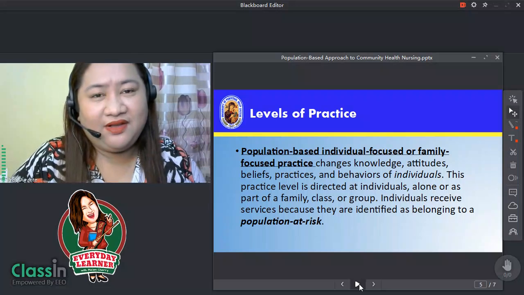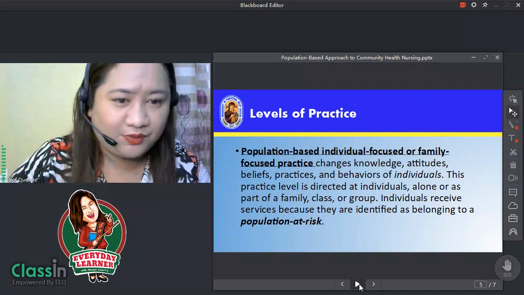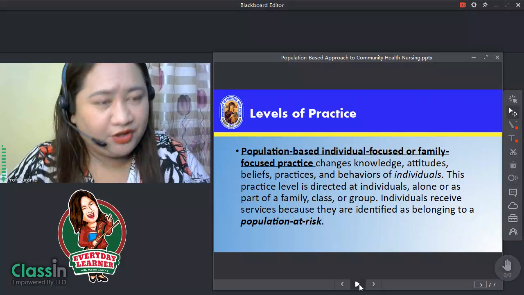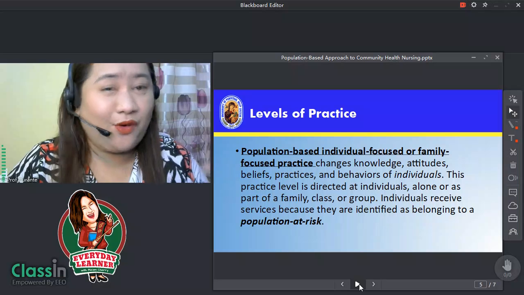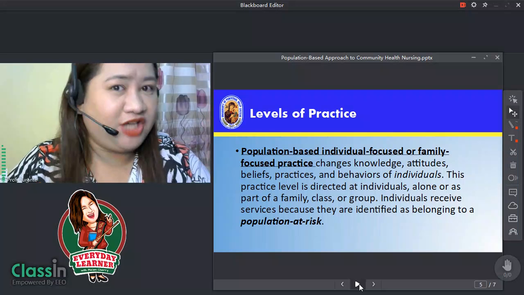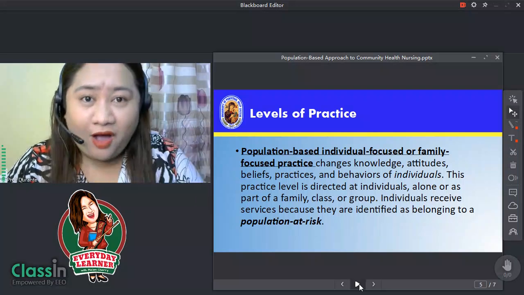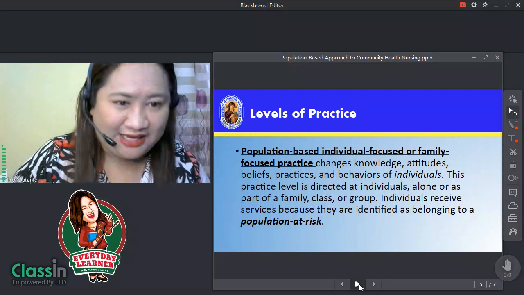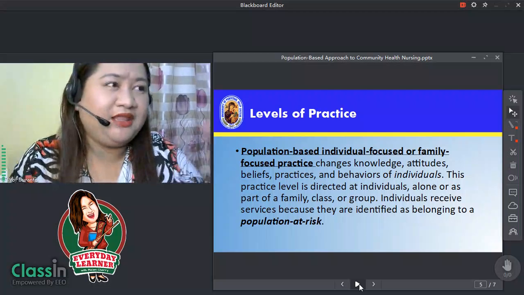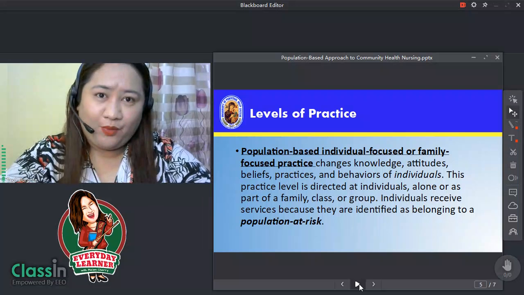So, one level of practice is what we call your individual focus or family focus. What does this mean? It means that your goal, if this is what you're considering to focus on when you do your community health nursing, is to try to implement change in the knowledge, attitudes, beliefs, practices, and behaviors of individuals or families, which means that you have now identified people inside the population who are at risk, and you're targeting them with an intervention.